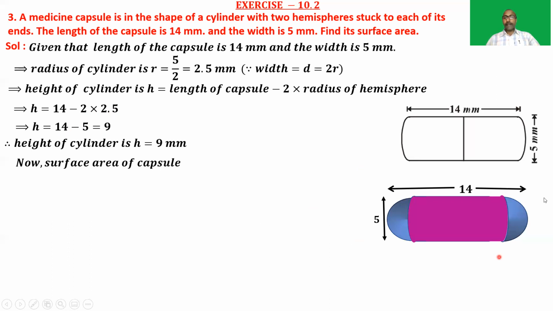the surface area of the capsule. In this capsule we should be able to see the curved surface area of the cylinder and the curved surface areas of both the hemispheres. So the surface area of the given capsule is the sum of the curved surface area of the cylinder plus the curved surface area of the first hemisphere plus the curved surface area of the second hemisphere. So we can write it as the curved surface area of the cylinder plus 2 into the curved surface area of the hemisphere.